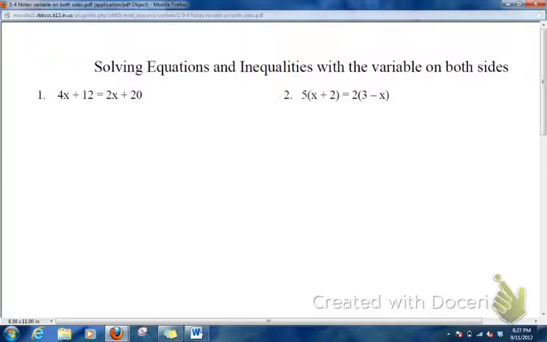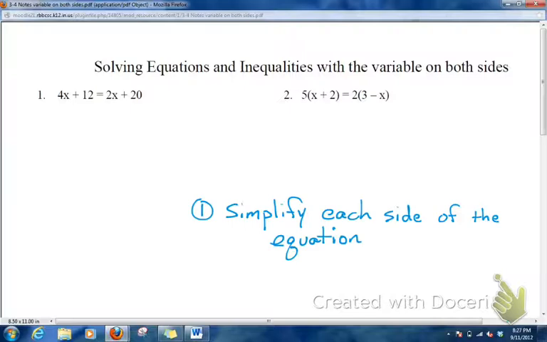Alright, here we go. This is the video lesson for solving equations and inequalities with variables on both sides. So, I'm going to first start out by giving you three pretty simple rules to follow when you're doing equations that look like this. The first rule being that you need to first simplify each side of the equation individually.